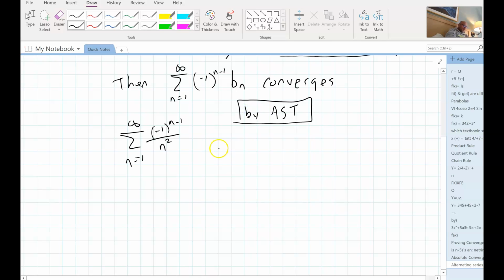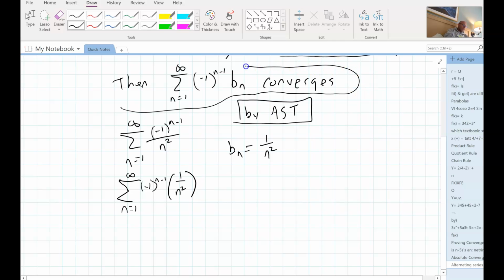So we're going to pick a b sub n. My b sub n is equal to 1 over n squared. Okay? So notice that's just like this. In fact, if you wanted to, you could rewrite this as (-1)^(n-1) times 1 over n squared, just to show that I have that condition up there. That's what I'm trying to get. So my b sub n works for that. So now I have to show that b sub n is positive, decreasing, and converges to zero.